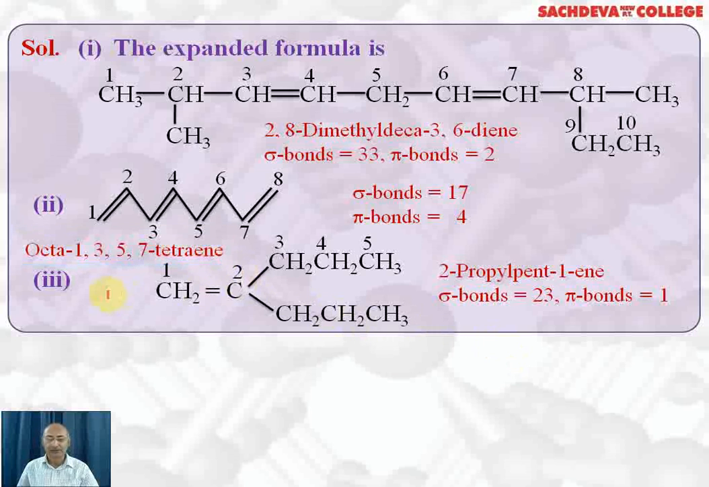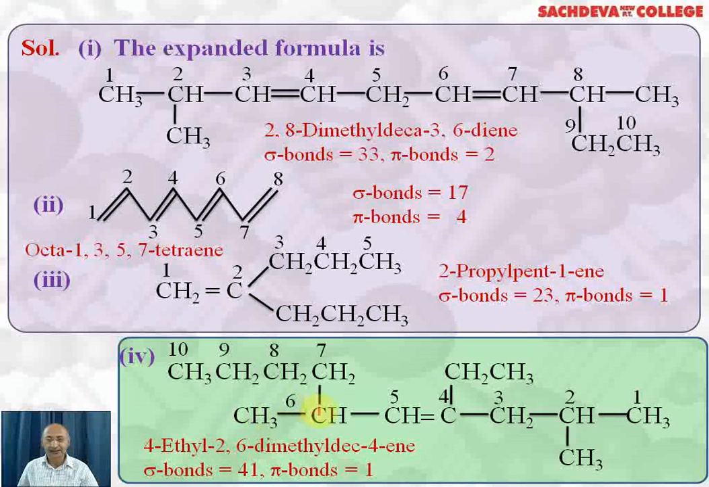This compound we want to name. First we will find out the longest chain: 1, 2, 3, 4, 5. The longest chain must contain the double bond. That's why this chain has been taken and not this chain of 7 carbon atoms, because it does not contain the double bond. So the double bond containing longest chain contains 5 carbon atoms. This group is left, which is at the second carbon. We call it 2-propyl. Pent-1-ene is the IUPAC name. Sigma bonds are 23, pi bond is 1.